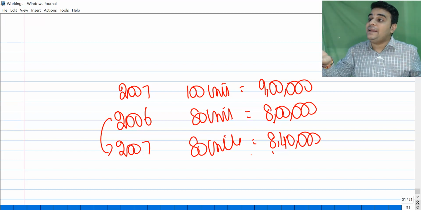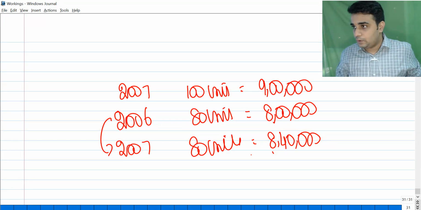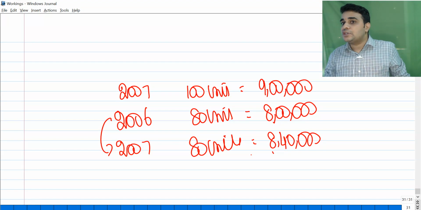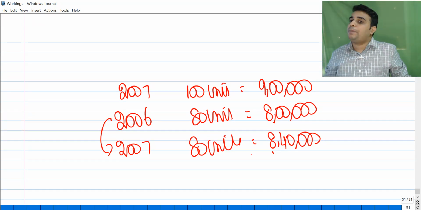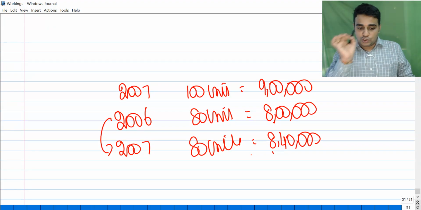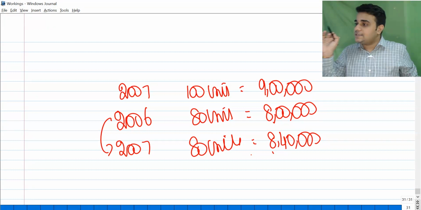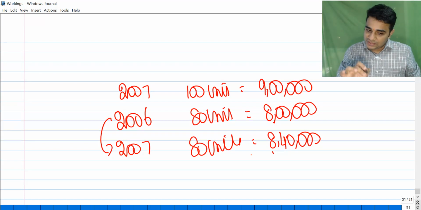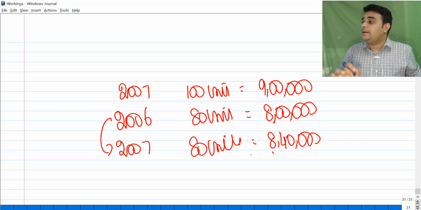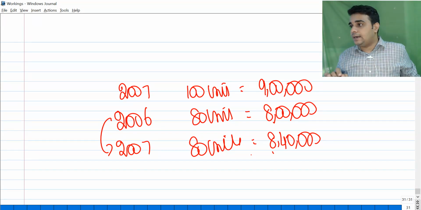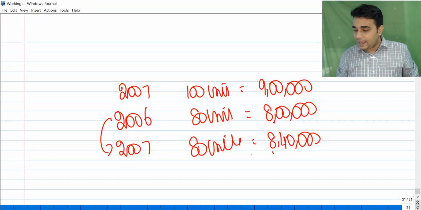Why did it become 9 lakh is because you have sold more units. When you produce more units, your variable overhead will go up. Total variable overhead will go up, because variable overheads is directly proportional to volume. So 2007 100 units 9 lakh, 2006 80 units 8 lakh. 2007 if the same 80 units had continued, the cost would have been 8 lakh 40.